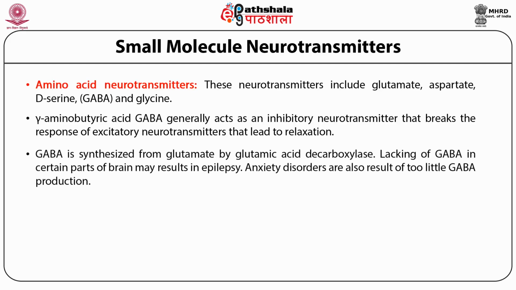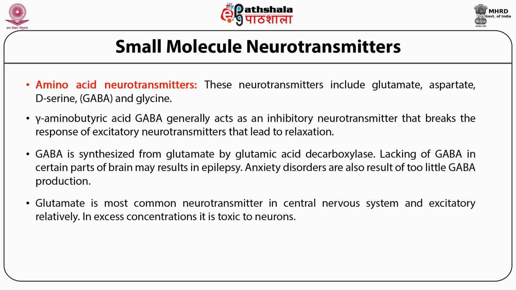GABA is synthesized from glutamate by glutamic acid decarboxylase. Lack of GABA in certain parts of the brain may result in epilepsy. Anxiety disorders are also a result of too little GABA production. The next one is glutamate, which is an amino acid and the most common neurotransmitter in the central nervous system, and it generally acts as an excitatory neurotransmitter.